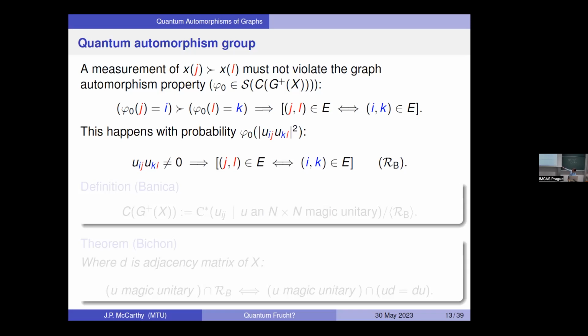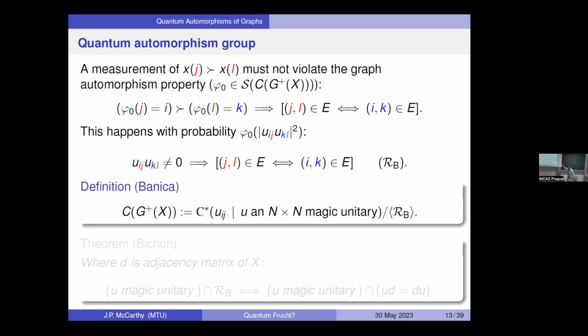And so if you get down again, if this is non-zero here, there will be a state that it's positive on. And so there will be a quantum automorphism that sends J to I after sending L to K. And so the edge relation must be preserved. And this is exactly the Bijan's relation we had just a moment ago. And this is the definition.